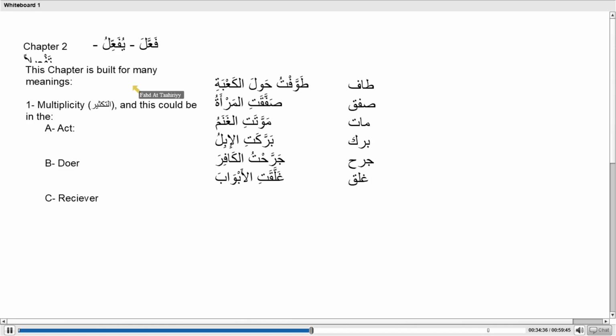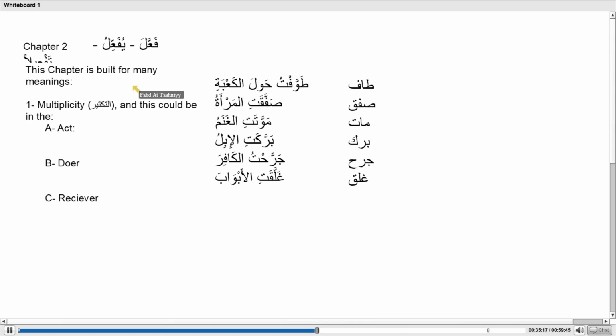Because in you saying, for example, بركت الإبل, you want to prove that there are many camels who have done that single action. واضح؟ And you cannot imply in the same time both this and that. Clear? هل هذا واضح أو لا؟ Sort of. طيب.